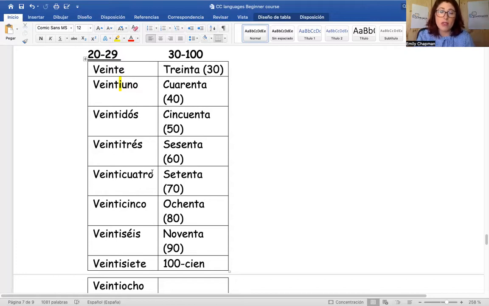23, 24, 25, 26, 27. 21, 22. You can read these out just before me. Muy bien, 23. ¿Qué número? What number is this one? Muy bien, 24. What about the next? Muy bien, correcto, correct, 25.